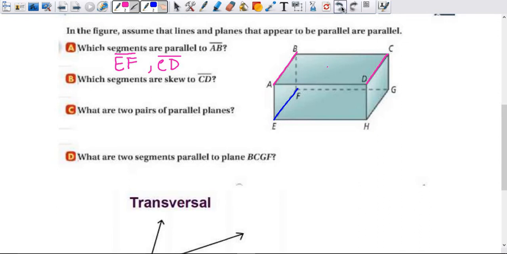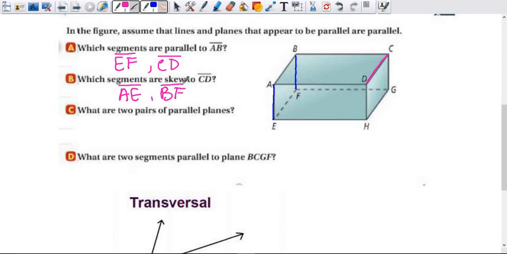All right, so which segments are skew to CD? Skew, let's see. CD is right here. We want to be on different planes and not parallel. So the first example I see would be AE. We want to go in a different direction and not be on the same plane. I could also use BF, just to name a couple.